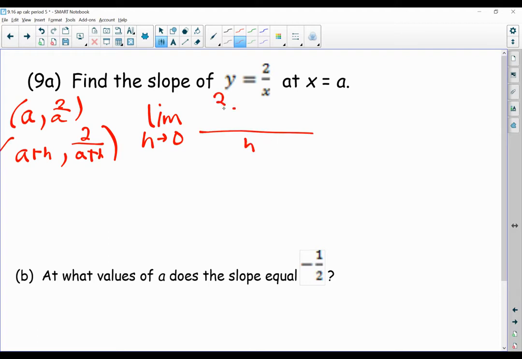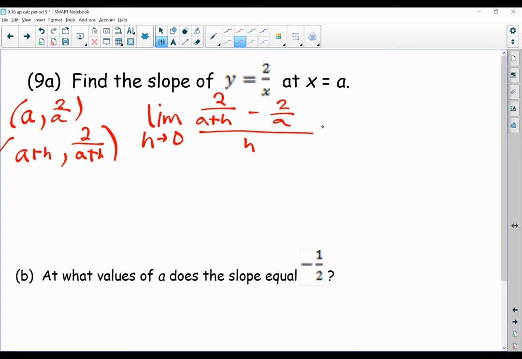So then I'm going to have 2 over a plus h minus 2 over a. And again, if I were to plug in 0 for h right now, I would get 2 over a minus 2 over a, which is 0 over 0. It's an indeterminate form, so I need to simplify this complex fraction. The common denominator for the numerator, because that's the part that has fractions: I have a plus h and a, so I have to multiply them together because they don't share any common factors. A plus h has to stick together because of the addition. I can't just multiply this one by h.